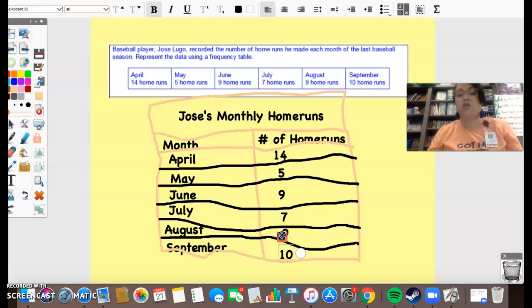Okay, so just by looking at our frequency table, which was Jose's best month? April, right? He had 14 home runs. And then look what happened. In May, he went down to 5. So that makes me wonder, like, what happened between April and May?